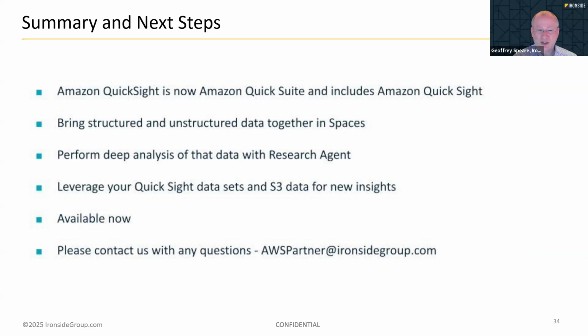You've got Spaces, which, as Marissa showed you, lets you bring structured and unstructured data together. We've got Research Agent, which Lucinda showed, to do deep analysis of that data. And that's really a very different way of using LLMs to really take a lot of time and go out and do external research to combine that with the data that you have. And so all of that together lets you leverage your QuickSight data sets and S3 data to generate new insights. Of course, you can use data that's not in S3. You can go out to other locations, but of course, you should always store your data in S3 because it's the best place.